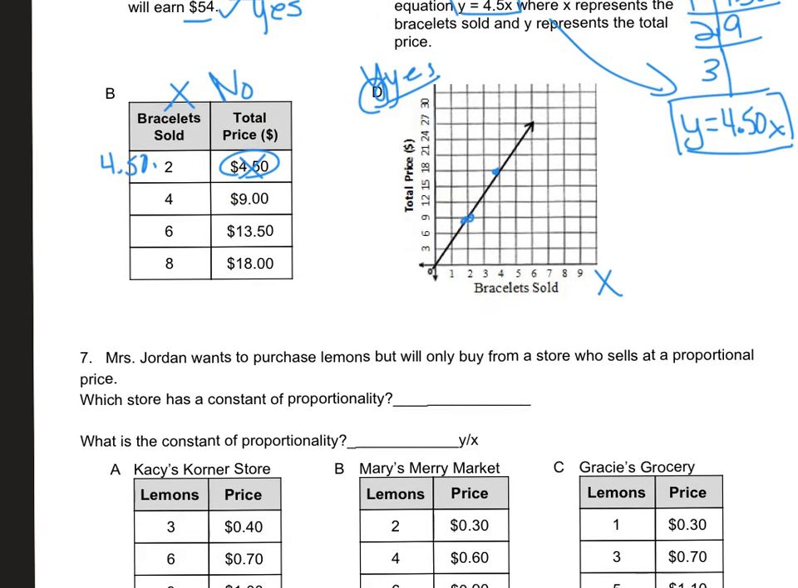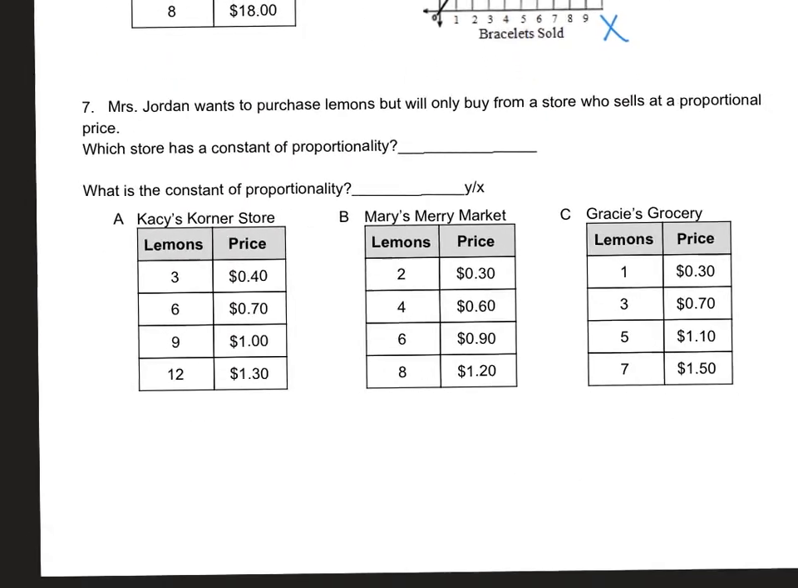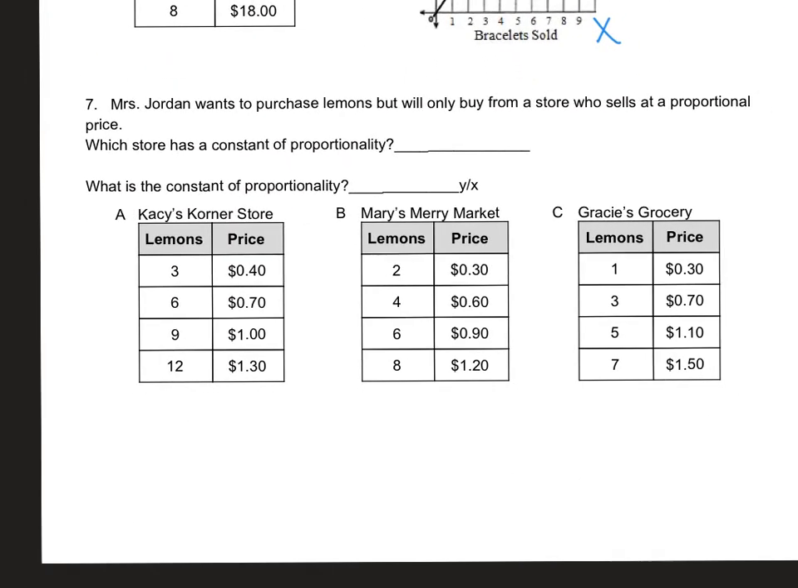All right, let's go ahead and go to Miss Jordan. She wants to purchase lemons, but she's only going to buy from a store that has a proportional price, okay? So she wants her constant of proportionality, and we need to know which store gives her that. So remember, when I'm finding my constant of proportionality, every ratio that I divide has to equal the same number, right? We've talked about that in class.